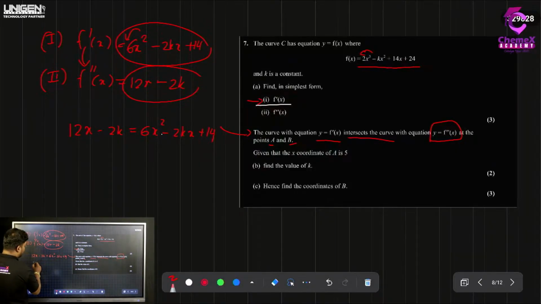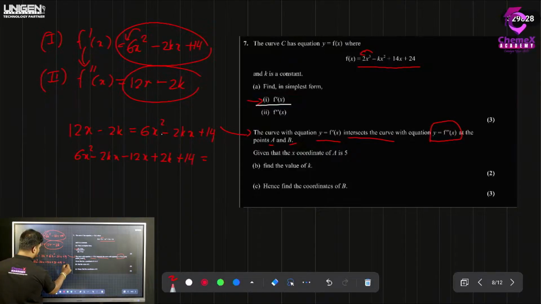So I can take everything to one side. 6x squared minus 2kx minus 12x plus 2k plus 14 equals 0. So this is the equation. So since they have given one of the x values, A's x value is 5, 6 times 5 squared minus 2 times 5, 10k, I substituted, minus 12 times 5, 60, plus 2k plus 14 equals 0.